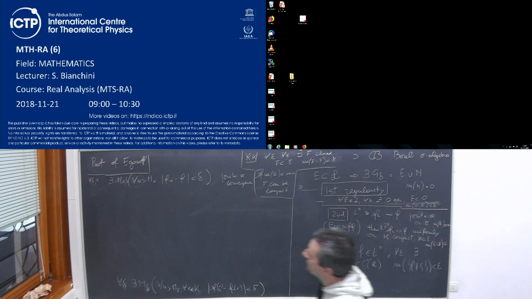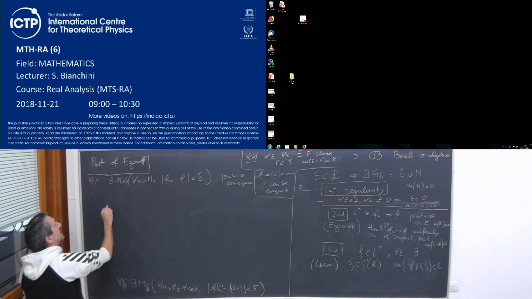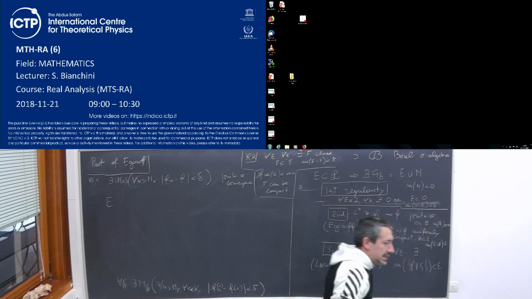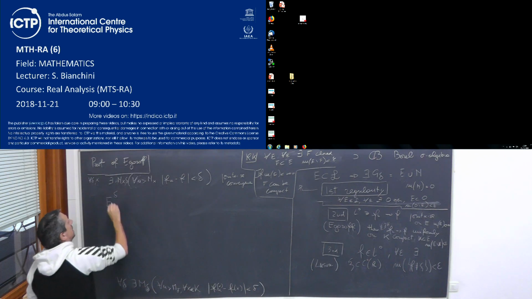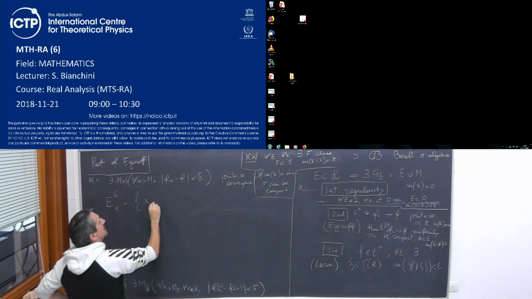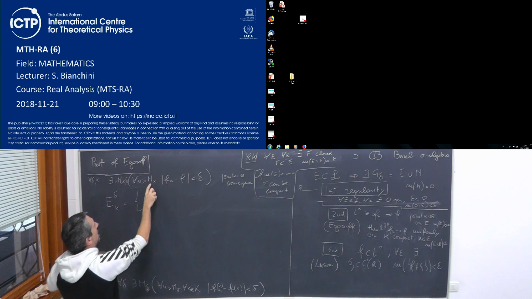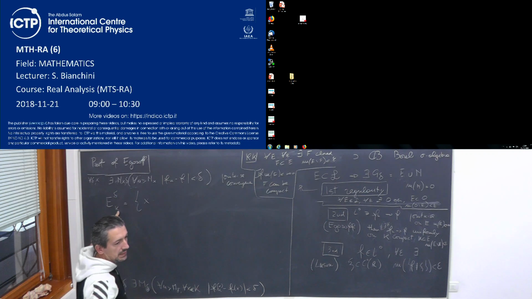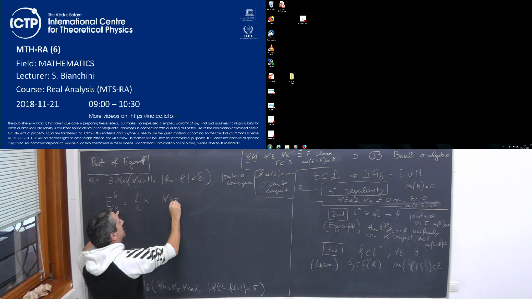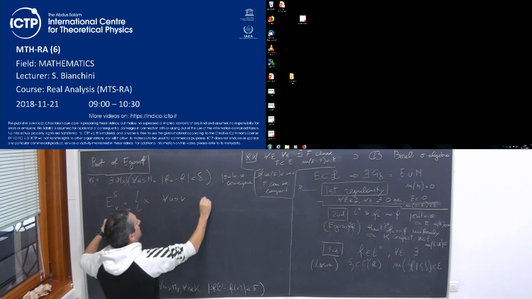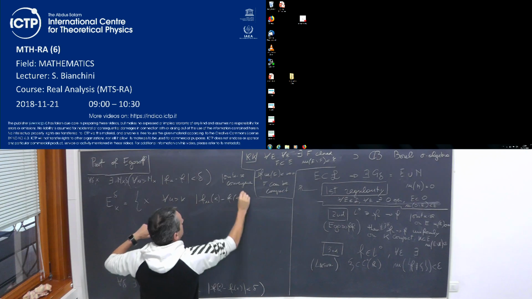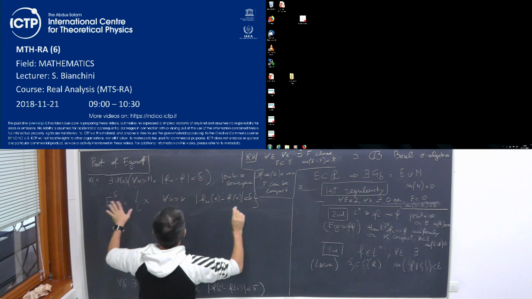Okay. So the starting point is to define the set E_{delta,k}. These are the points x such that this holds, where here I replace n by k. So for all n larger than k, |f_n(x) - f(x)| is less than delta.